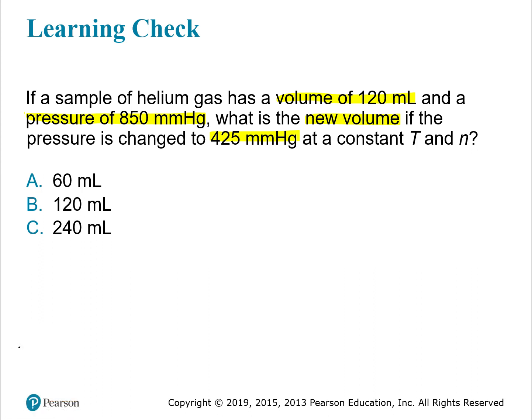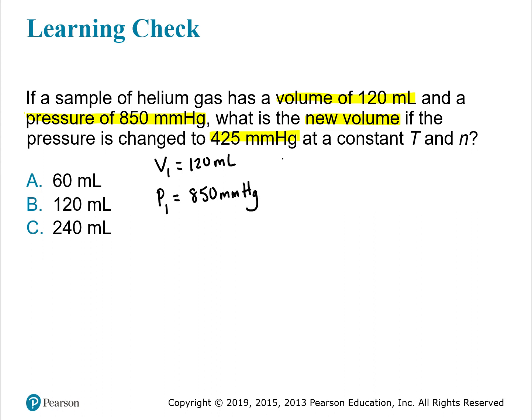What you need to do with all of these problems, particularly on the exam and with your homework, is to identify the gas law that you need to solve it first. To do that, you look at all the information that you have. So I've got a volume and a pressure, and whenever you have those, a sample has this volume and this pressure, that's your initial. We've got 120 milliliters, 850 millimeters of mercury.